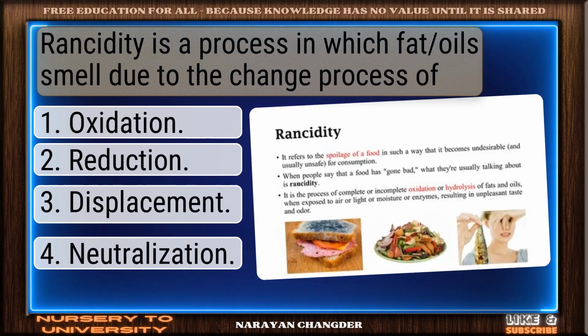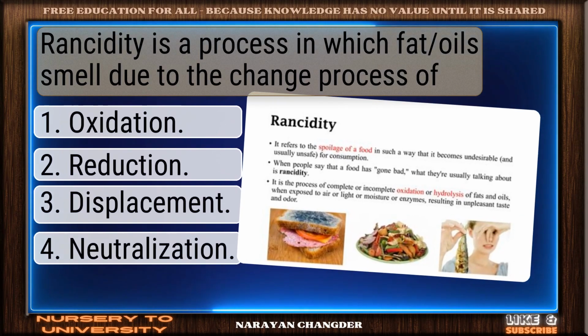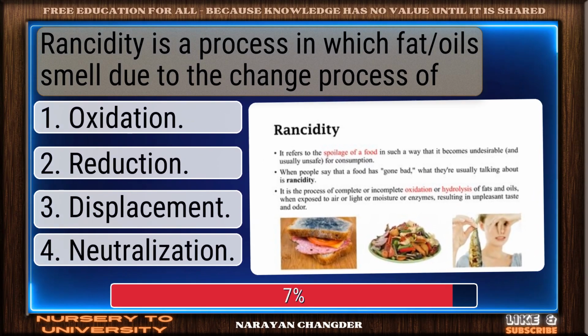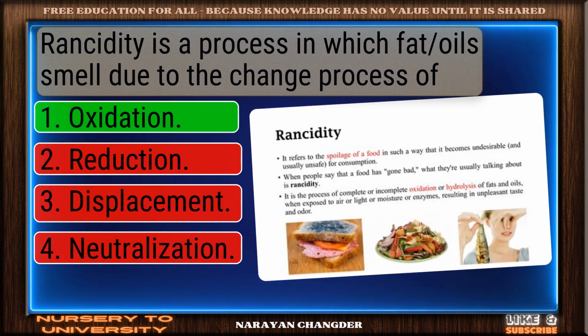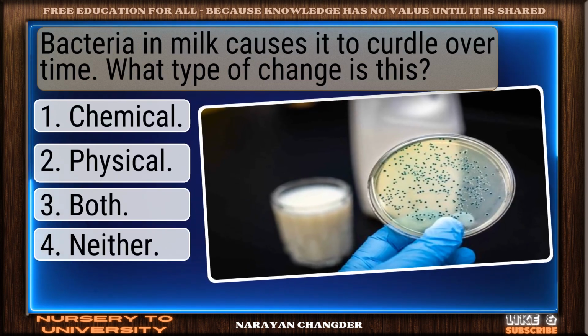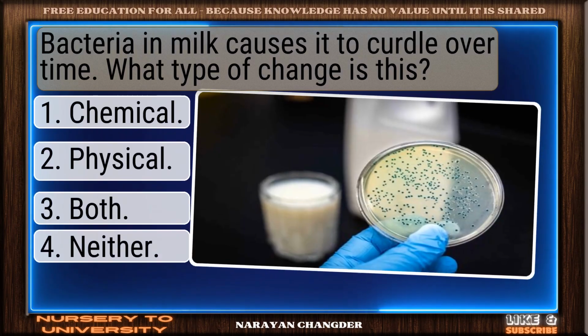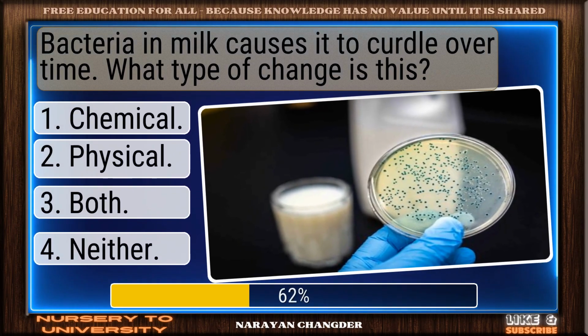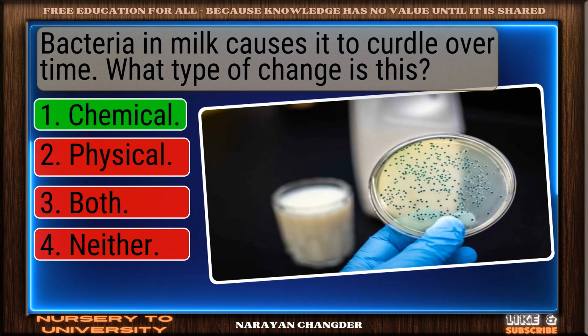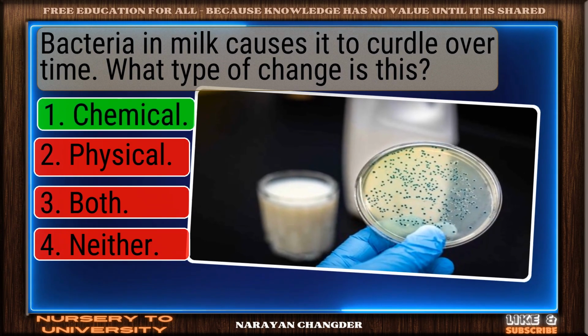Rancidity is a process in which fat oils smell due to the change process of. Nice work. Oxidation fits perfectly. Bacteria in milk causes it to curdle over time. What type of change is this? Great job. Chemical is accurate.